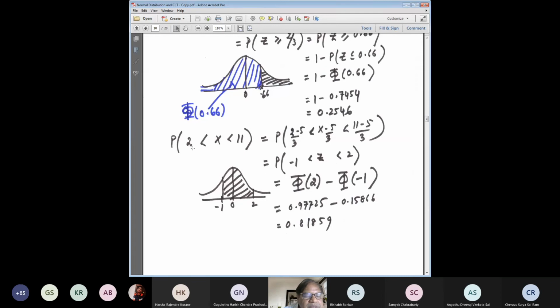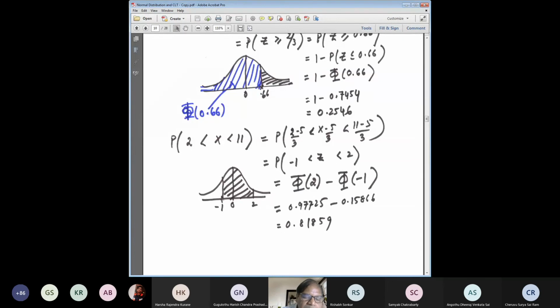Now second example. Here in the continuous case, it does not matter whether you include both sides of the interval or exclude both sides, because it's continuous. Now when the probability that x lies between 2 and 11 is needed, same thing, we subtract the mean, divide by the standard deviation, and ultimately you need to find the area between -1 and 2. So -1 to 2 means phi of 2 minus phi of -1.